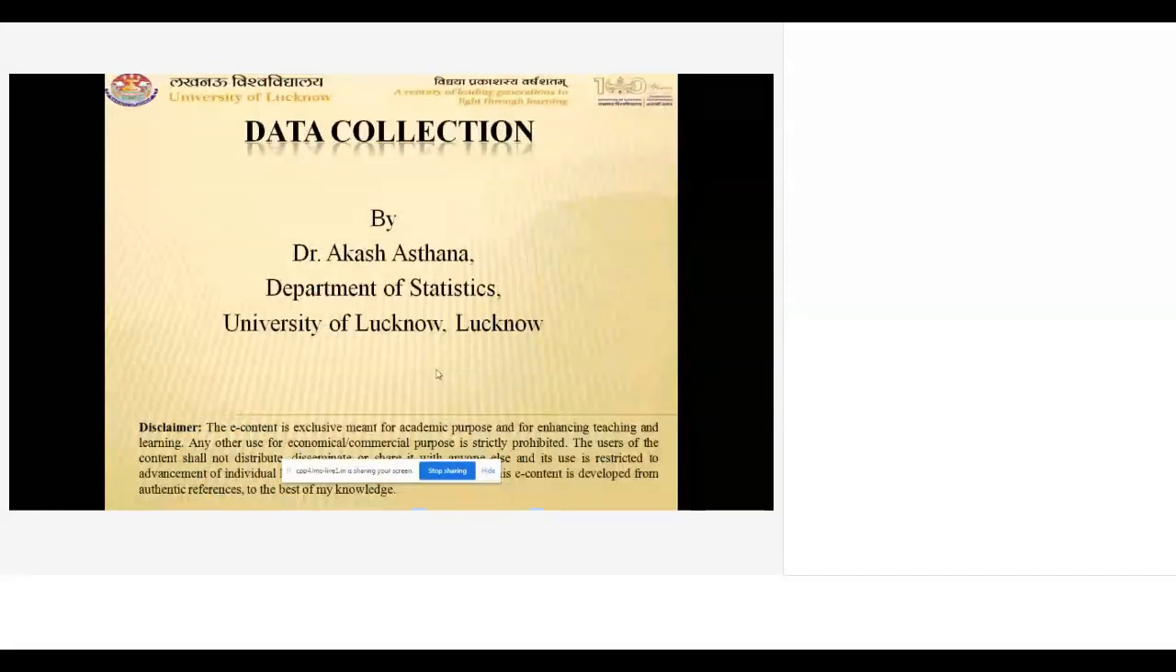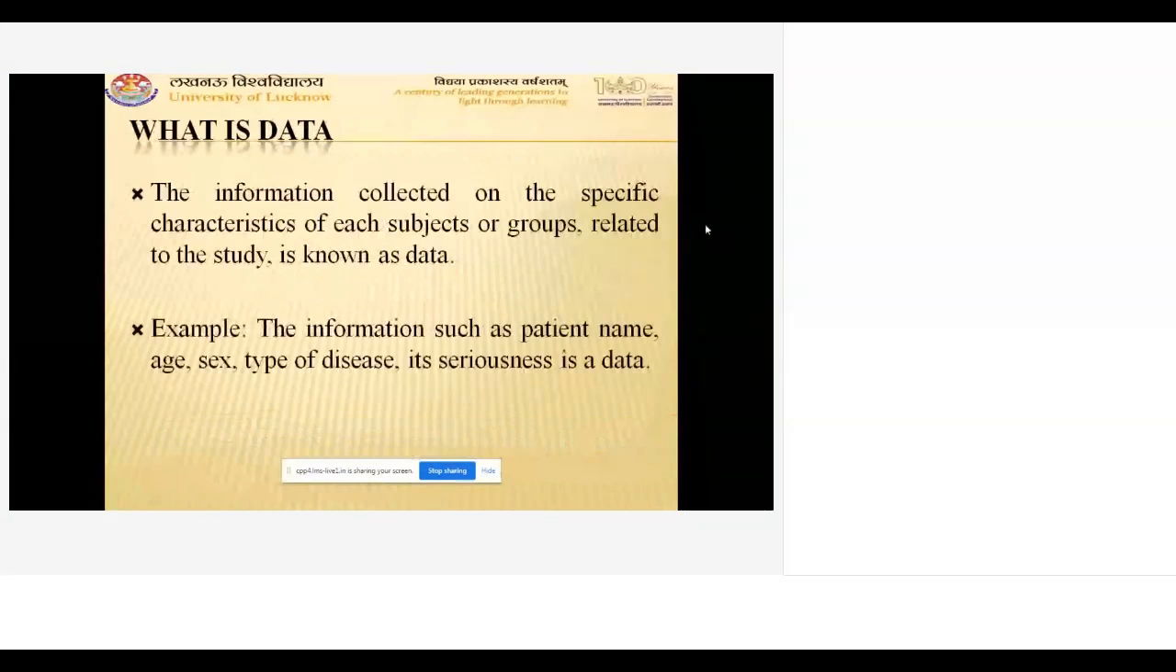Okay. So today I am going to describe something about data collection and data. So what is data? The data is the information collected on a specific characteristic of each subject or group which are related to the study, is known as data.